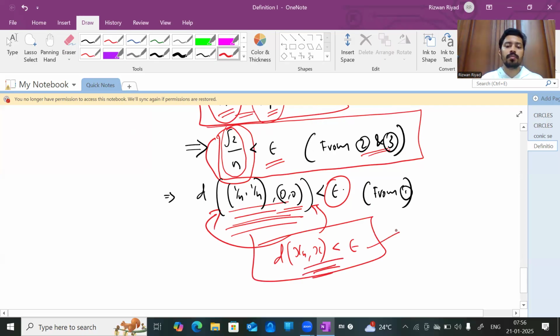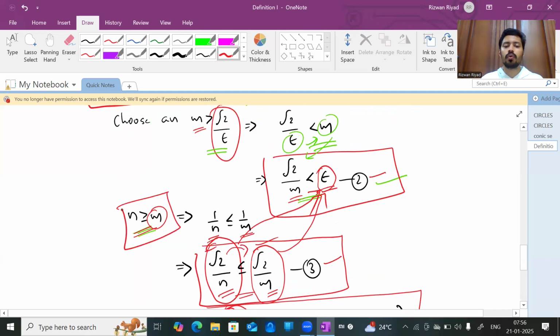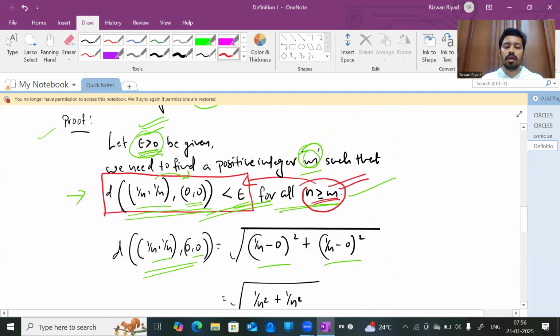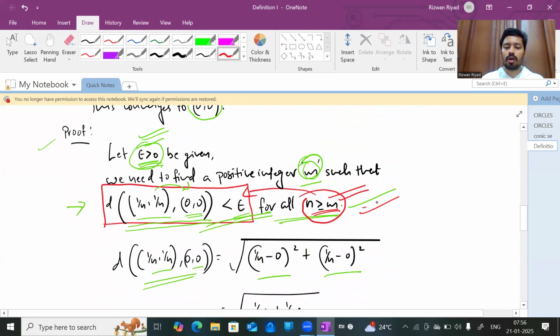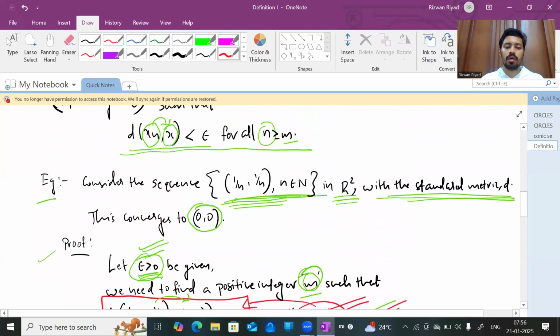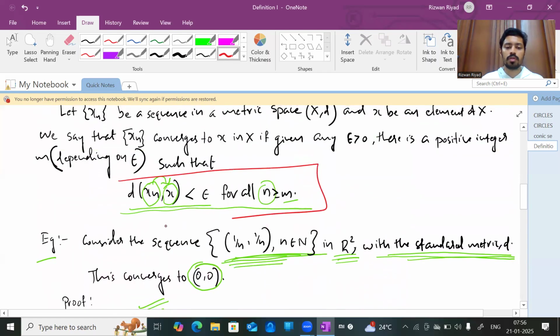So this will happen when n is greater than or equal to m. That is the definition of convergence sequence. For all n greater than or equal to m, this inequality will happen.